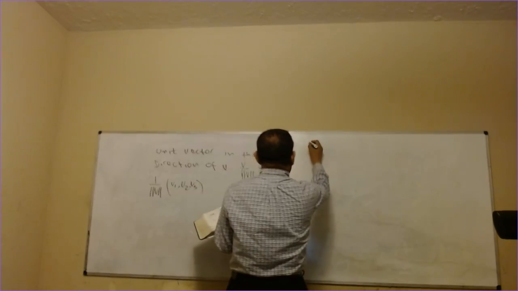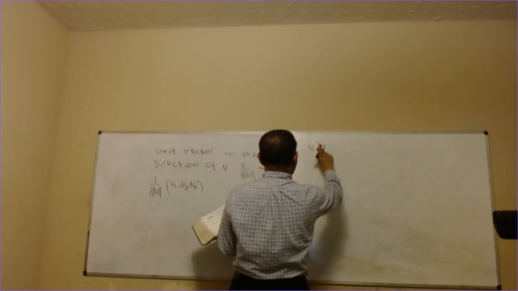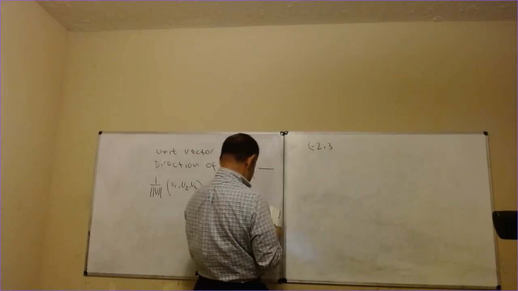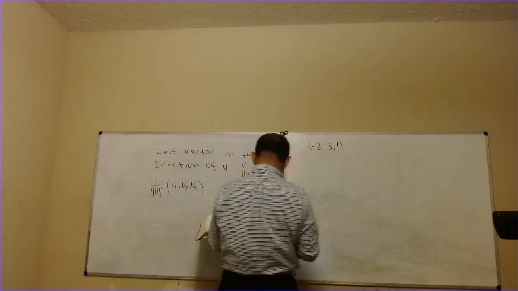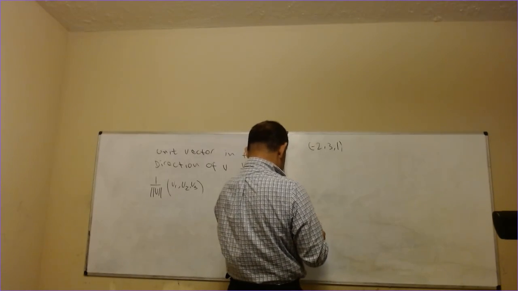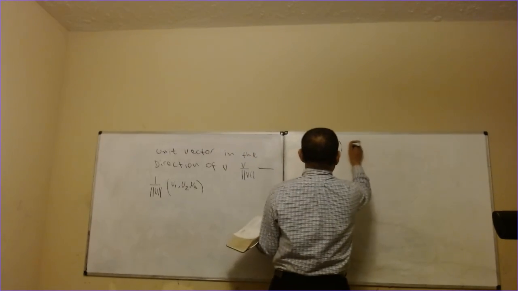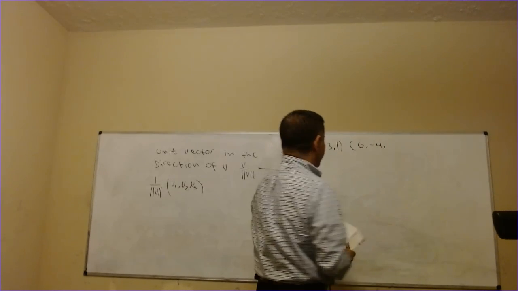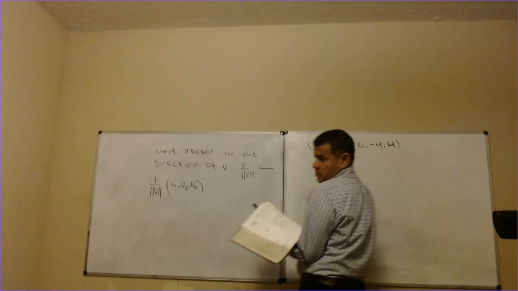Let's say that the points are (-2, 3, 1). That's point 1, right? That's the initial point. And then the terminal point is the following: (0, -4, 4). All right? So that's what I got.